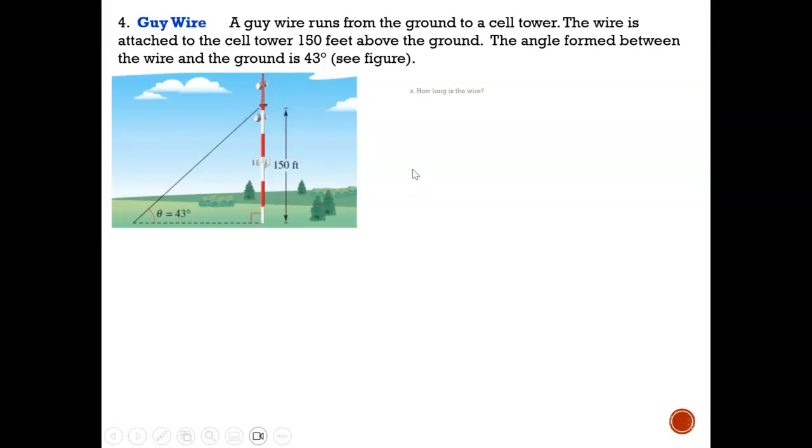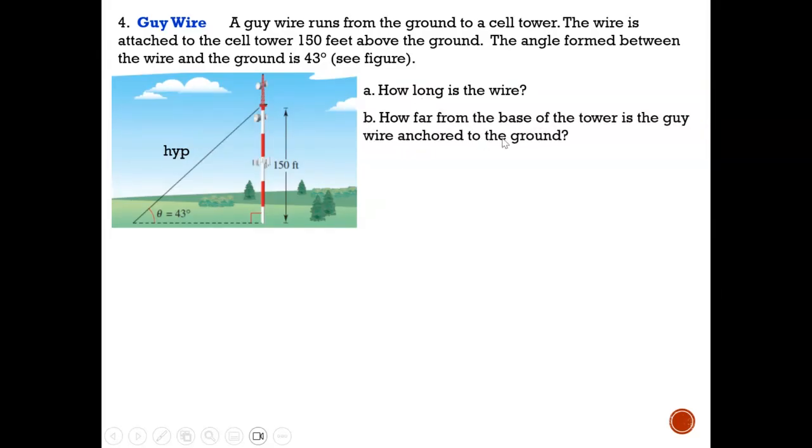Okay, now, here's what we're looking for. How long is the wire? So this is what we're looking for. How long is this wire? So according to this angle, this is the opposite, this will be the adjacent, and this will be the hypotenuse. So we're looking for the hypotenuse for part A. For part B, it says how far from the base of the tower is the guide wire anchored to the ground. So we're looking for this length here. And this is considered the adjacent side.